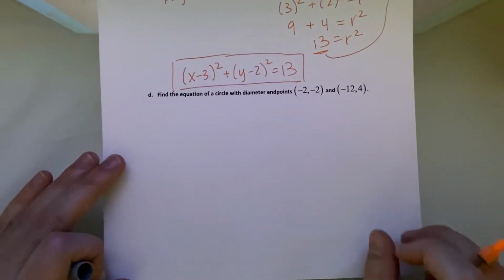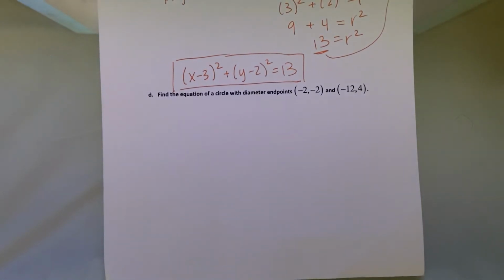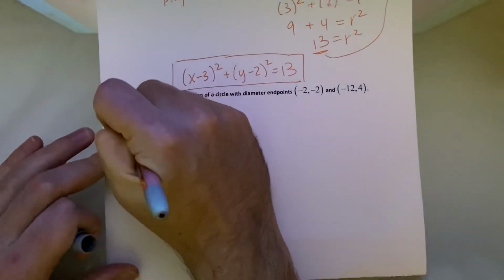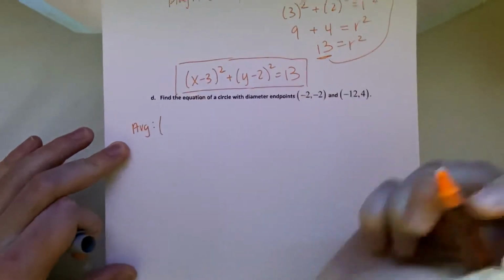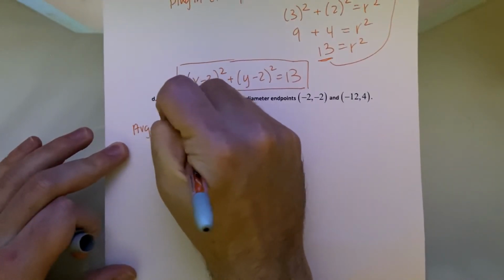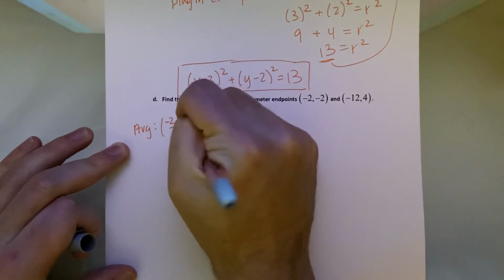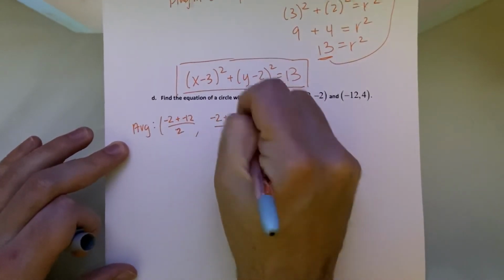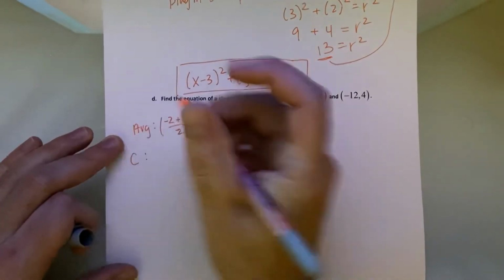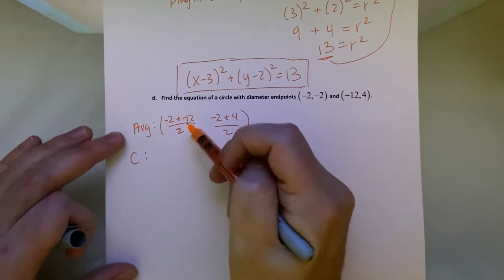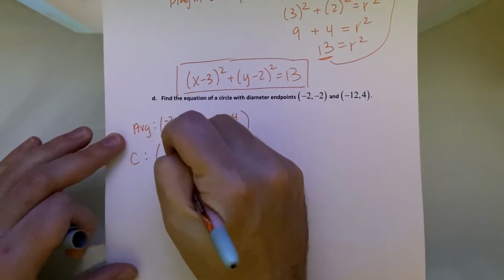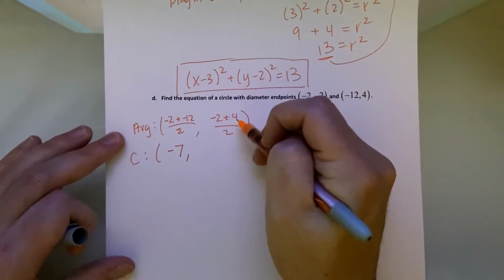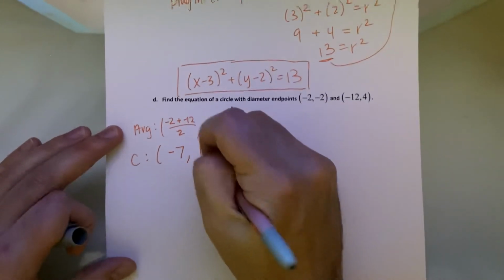Now let's do one more. Again, find the equation of a circle with diameter endpoints negative 2, negative 2, and negative 12, 4. So again, I need to average my x and y values. Negative 2 plus negative 12 over 2. Y values, negative 2 plus 4 all over 2. So where's my center? Negative 2 plus negative 12 is negative 14 divided by 2, should be negative 7. Negative 2 plus 4 is positive 2 divided by 2, should be 1.